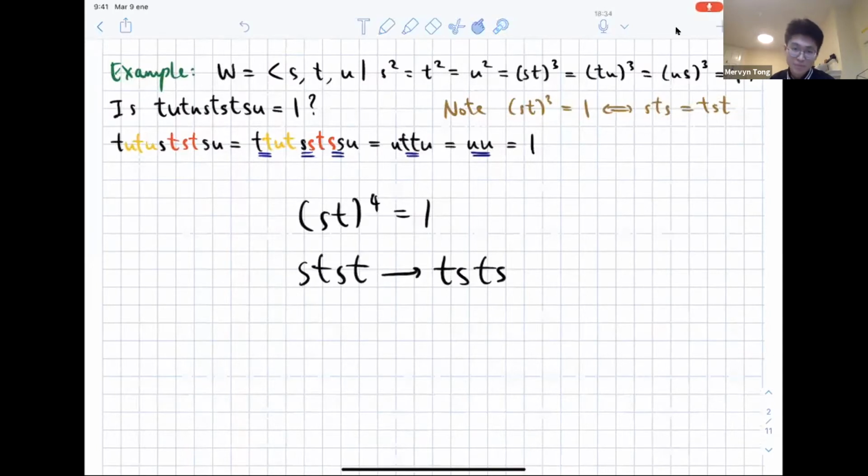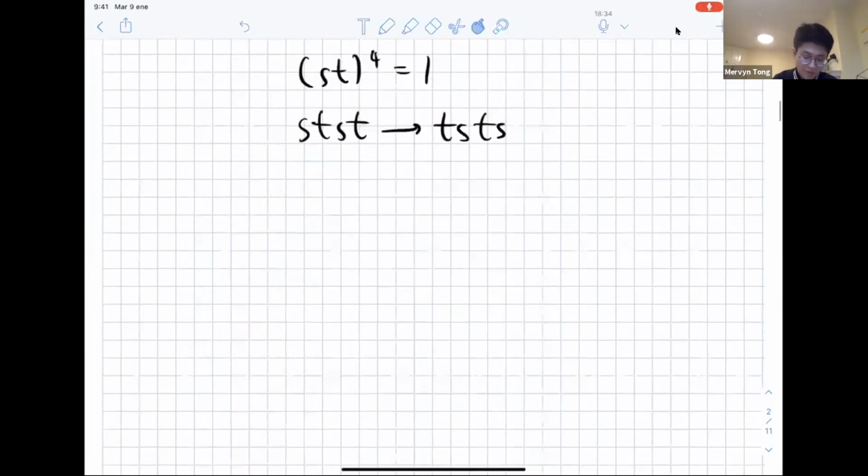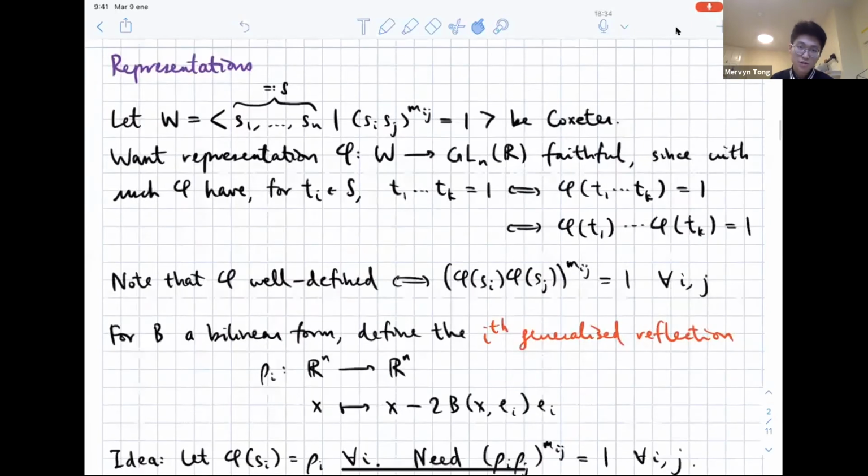So that's kind of nice, but it would be even nicer if we could find a faithful representation for these groups. So once again, let W be Coxeter, and we want to find a representation which, for the purposes of this project, is just a homomorphism phi from W to GL_n(R), where n is the number of generators of W.